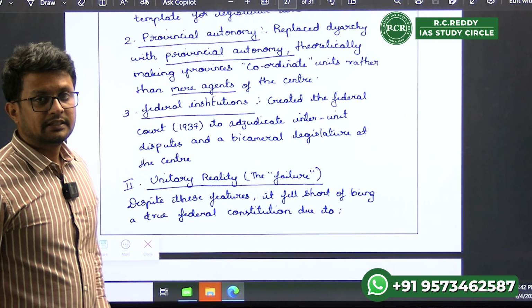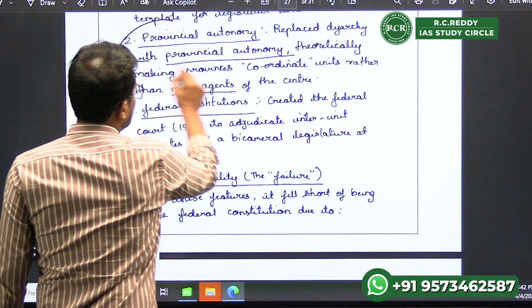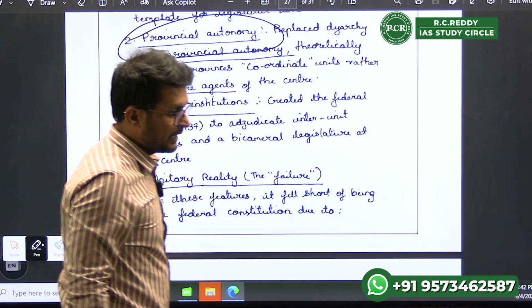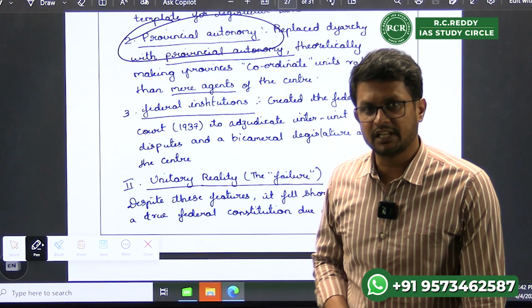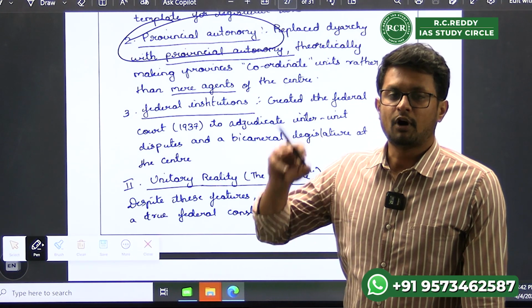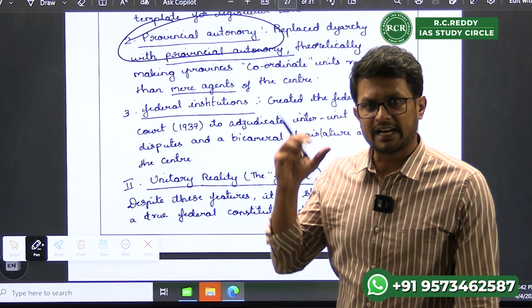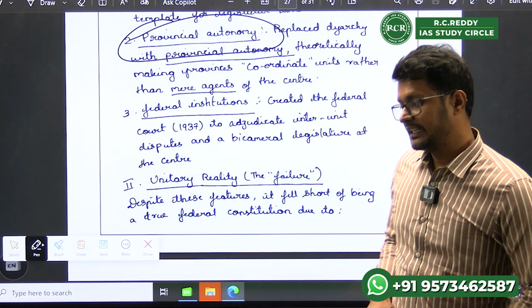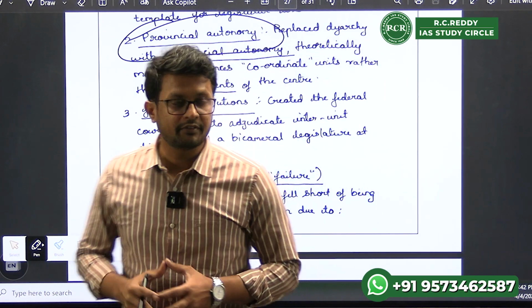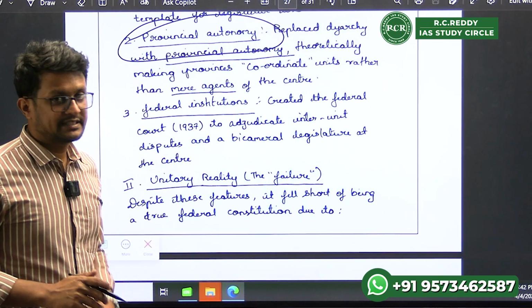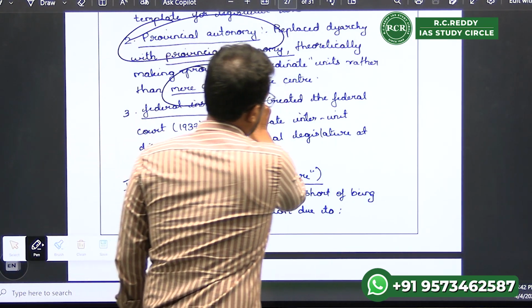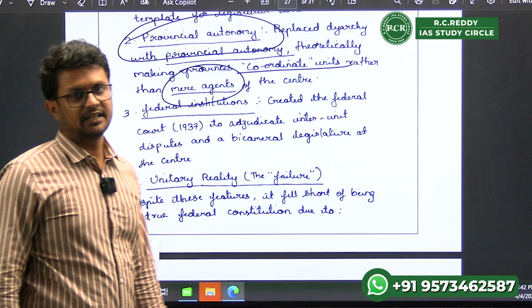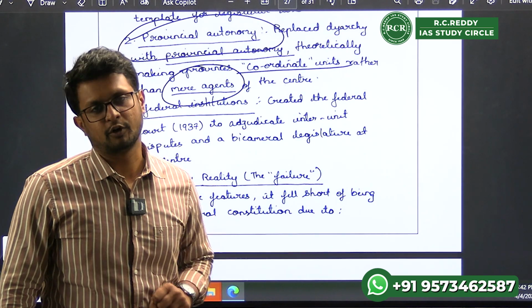Next, the act tried to provide for what is known as provincial autonomy. Previously, the provincial autonomy was not present and majorly the presidencies, the Bombay, Bengal and Madras had a lot of control. But here the provincial autonomy was presented and seen that these provinces are not just mere agents, but they are coordinate units with the center. This is the second important point.